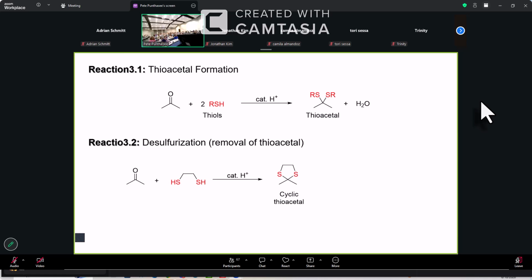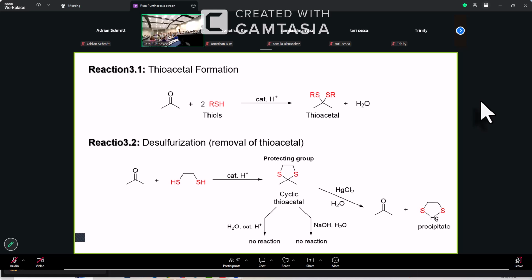Now, here's the thing. This cyclic thioacetal is stable under basic condition and acidic condition. On paper, it's a superior protecting group. It is stable in both conditions. The difficult part is to get it off. To remove it, that's the hard part. You can use mercury chloride and water. Basically, you get that, and this precipitates out. This is in practice, not much of a focus.